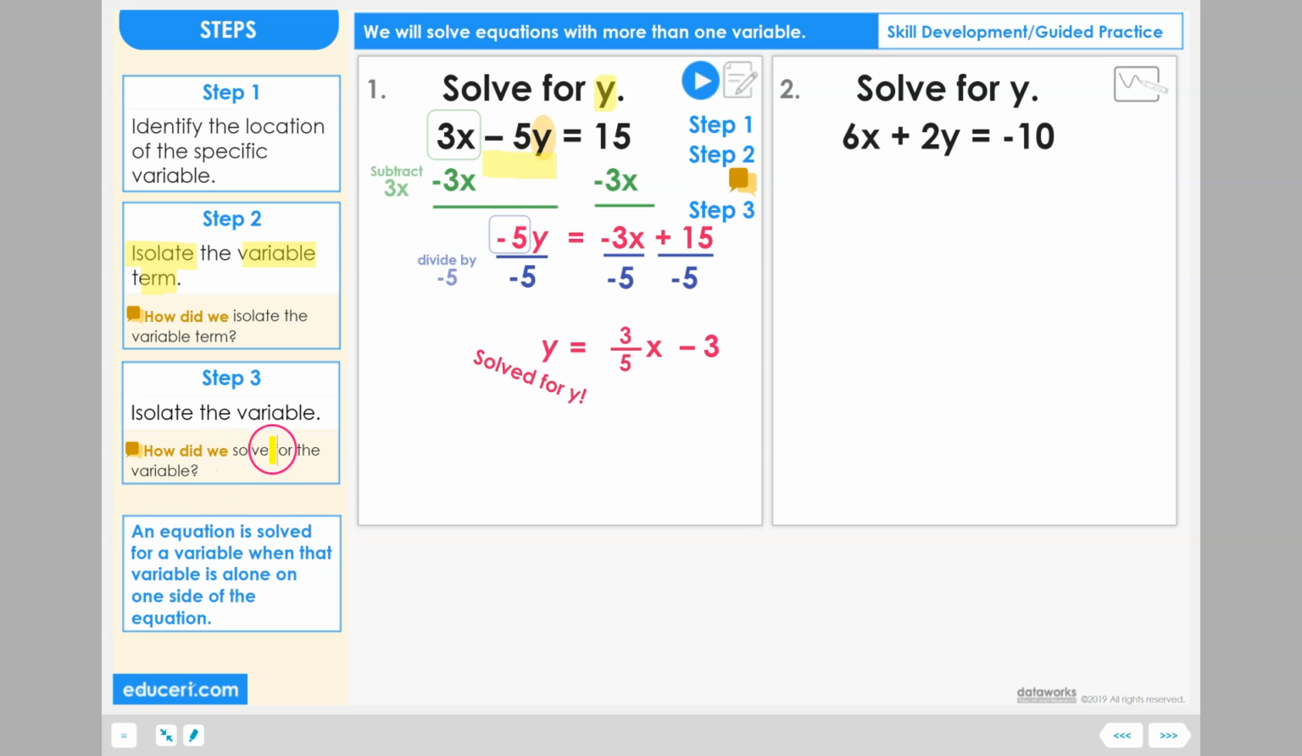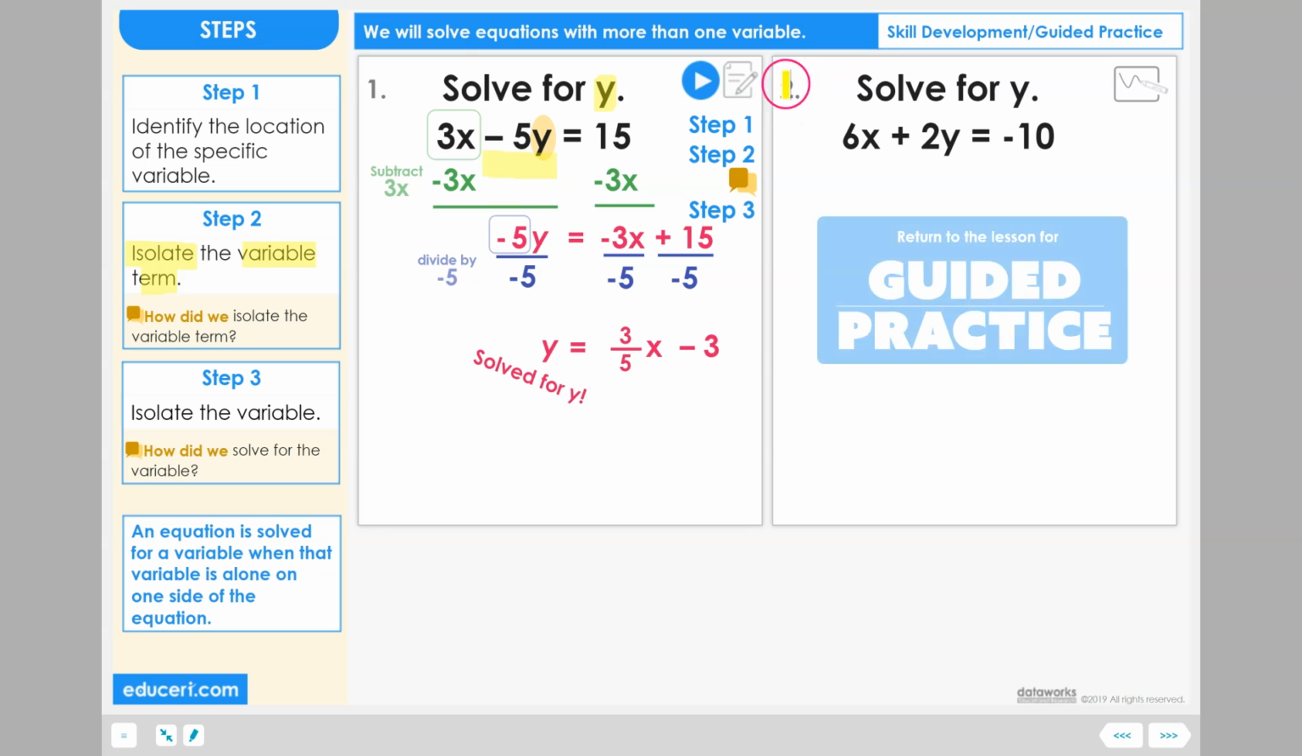How did we solve for the variable? To solve for the variable, we isolated the variable by dividing by the multiplicative inverse of a negative 5 to the whole equation, to every term in the equation, and then dividing and reducing fractions. You are now ready to solve for the variable y in equation number 2.